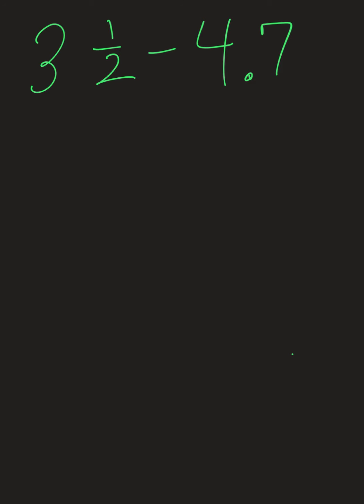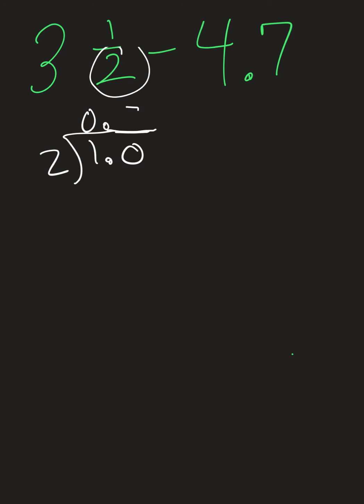So remember I mentioned using decimals to add or subtract. Well, in this case we have 1/2. To turn this fraction into a decimal, I'm going to take 1 divided by 2. 2 goes into 1 0 times, so I'm going to put my placeholder decimal and 0. 2 goes into 10 5 times, and I do not have a repeating decimal here. 1/2 is not a repeating decimal. Okay, so I have 3.5 minus 4.7.